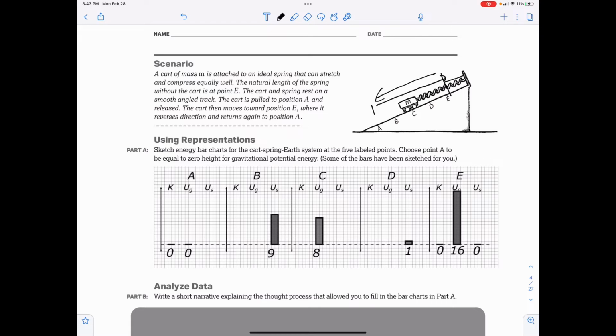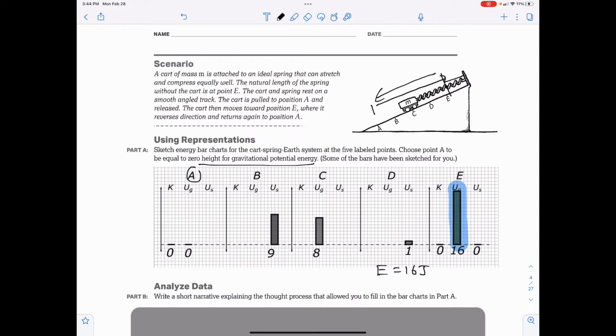So let's go ahead and sketch for part A the energy bar graphs for the cart, spring, earth system at the 5 labeled points. Choose A to be equal to 0 height for gravitational potential energy. What does that mean? A is going to have 0 gravitational potential energy. Since you're starting from rest, you have 0 kinetic energy. That means all the energy we have is going to be, and you can see it from point E right here. Point E, we have all gravitational potential energy, no spring energy or kinetic energy, so the total energy must clearly be 16 joules.